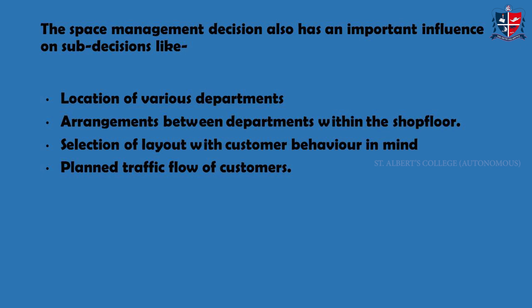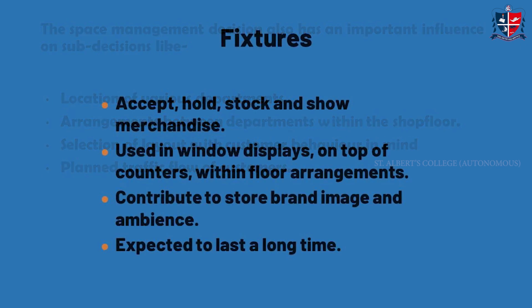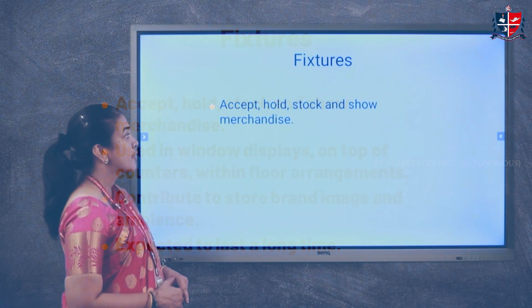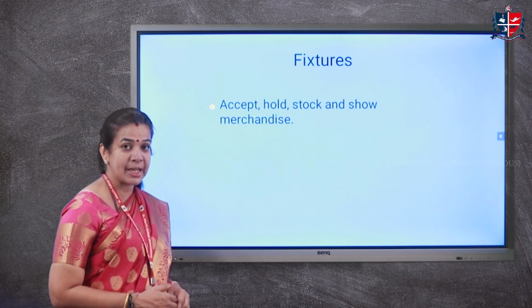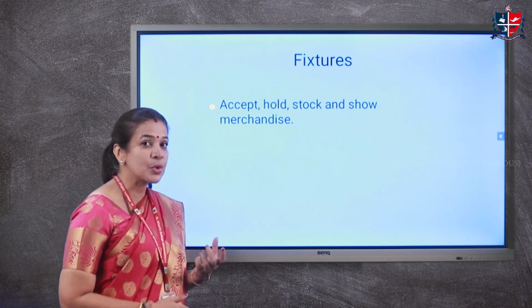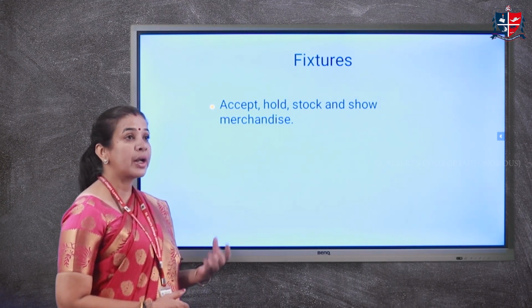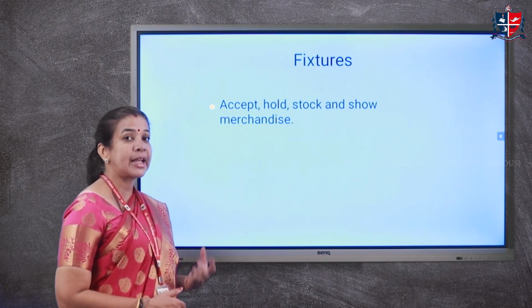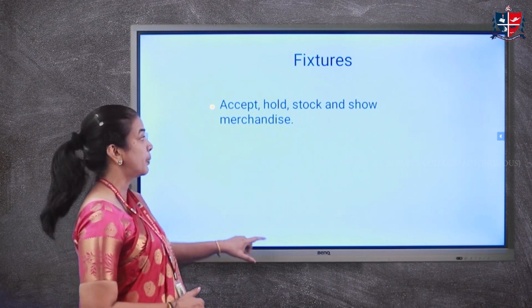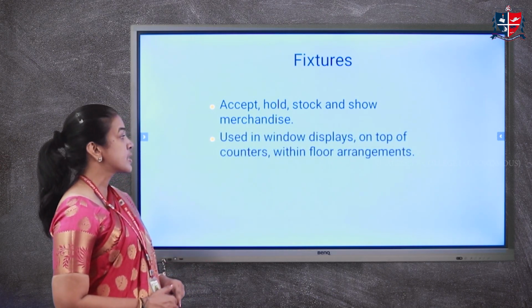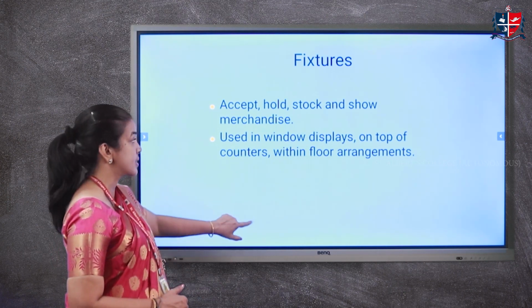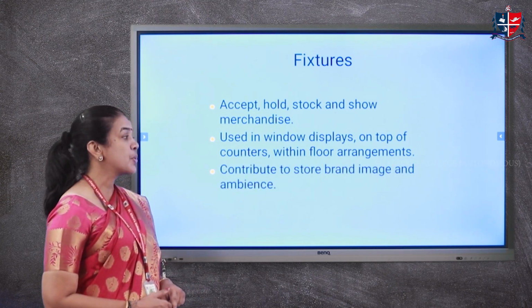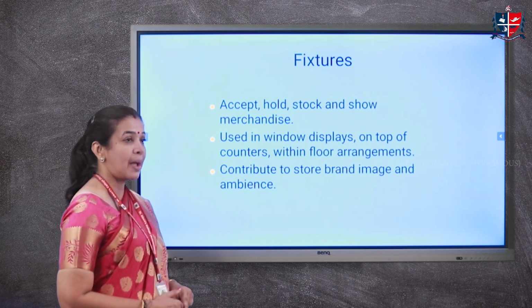So moving on, we look at some of the things that are going to help a retail store manager achieve this. First thing is the fixtures. It accepts, holds, stocks and shows merchandise. You have to effectively use the correct fixture in order to maximize your retail space profitability output. Second one is used in window displays, on top of counters, within floor arrangements. And it contributes to store brand image and ambience.